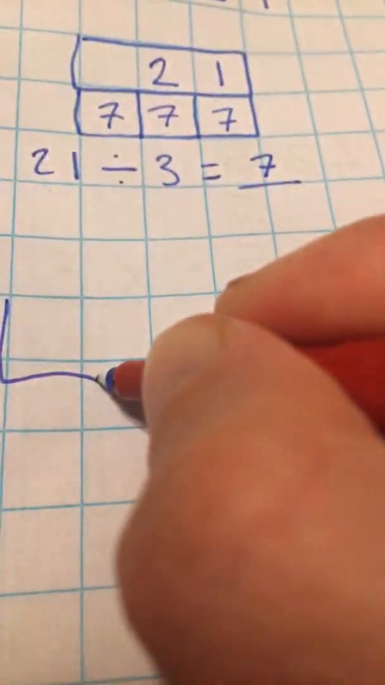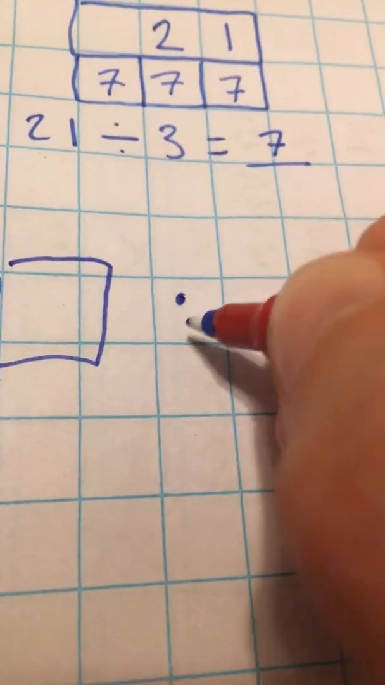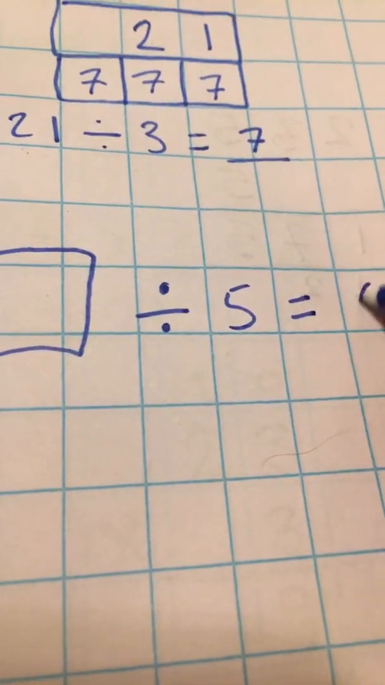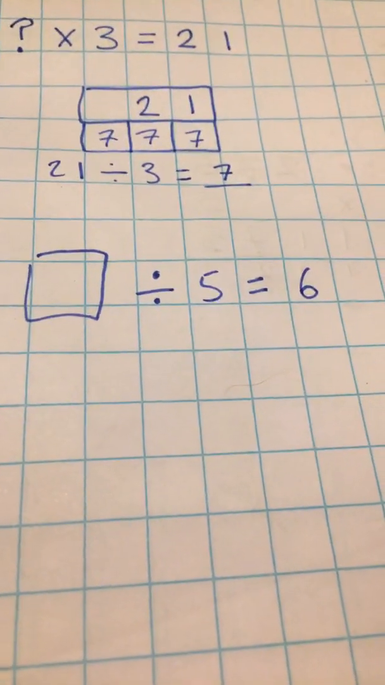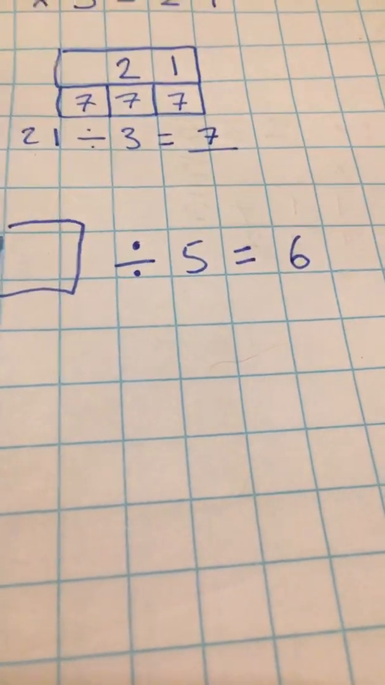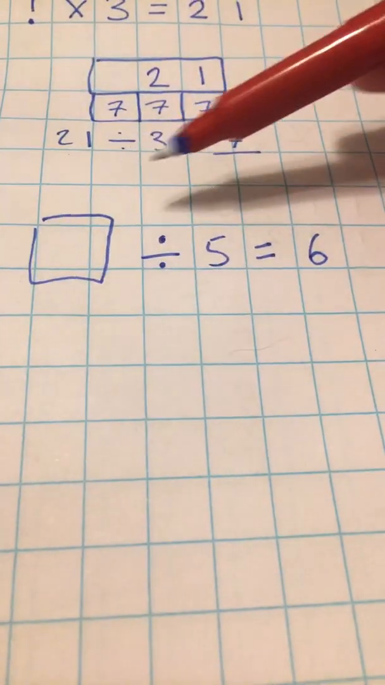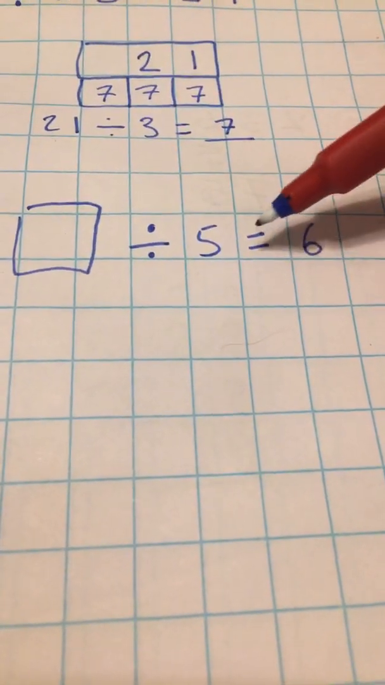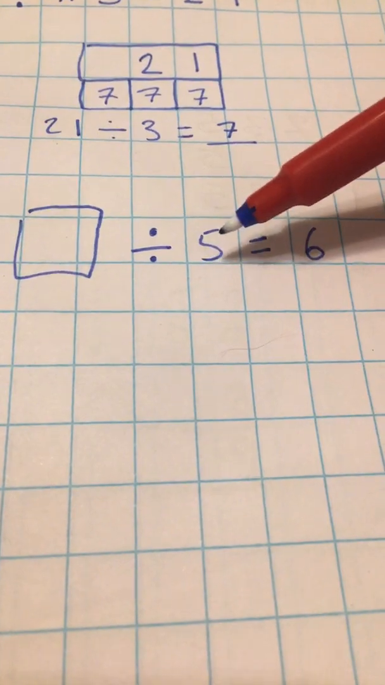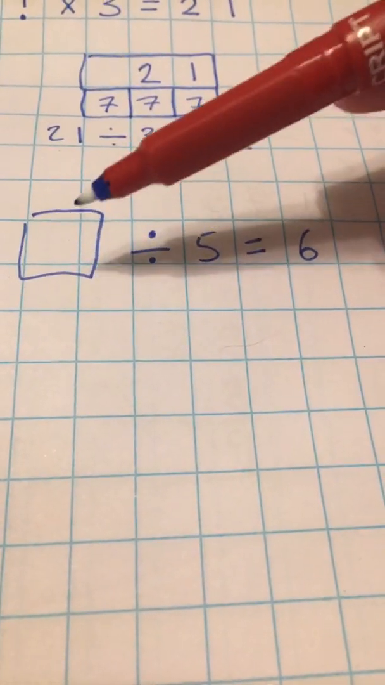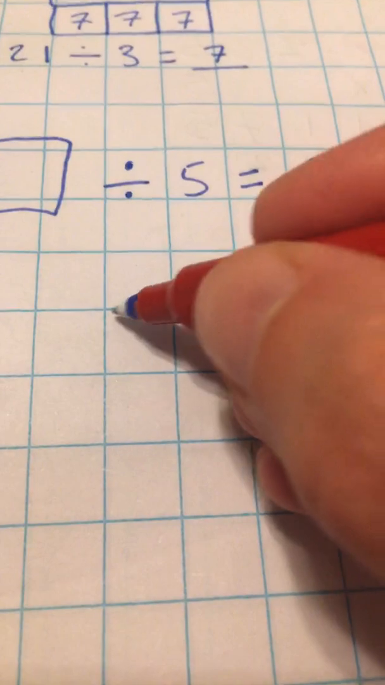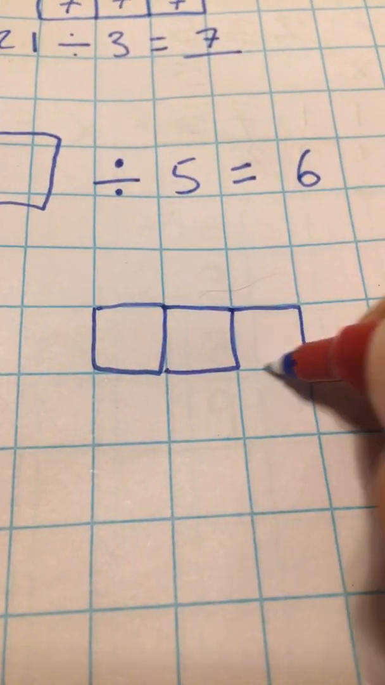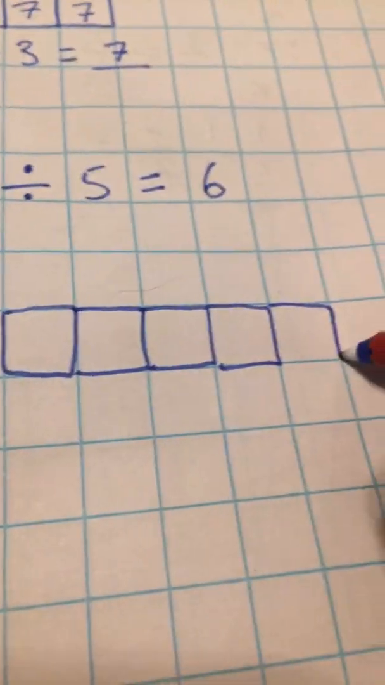So here, say we've got a missing number at the start, something divided by 5 is 6. So lots of people look at that and they think, I haven't got a clue how to figure that out, because your brain wants to always be working this way. But actually, this is just saying that 6 is the same as a larger number split into 5. Okay, so this time we don't know what that larger number is, but we do know that it's been split into 5. So 1, 2, 3, 4, 5.